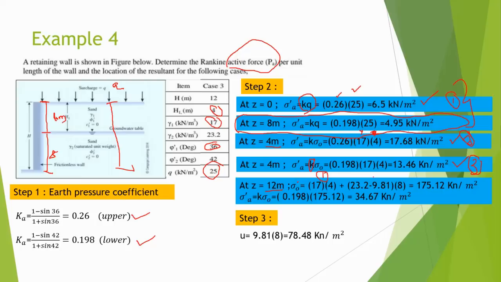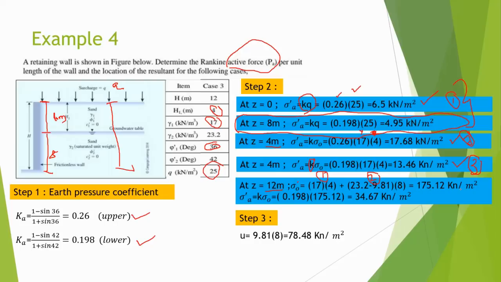I repeat many times: once there is water, the unit weight must be subtracted by water. Water is 9.81, the unit weight of water. So, saturated unit weight is unit weight minus unit weight of water, 9.81. Okay? You can times with the Z. So, this is Y, this is Z. So, you can get the effective sigma node, equal to 175.12.